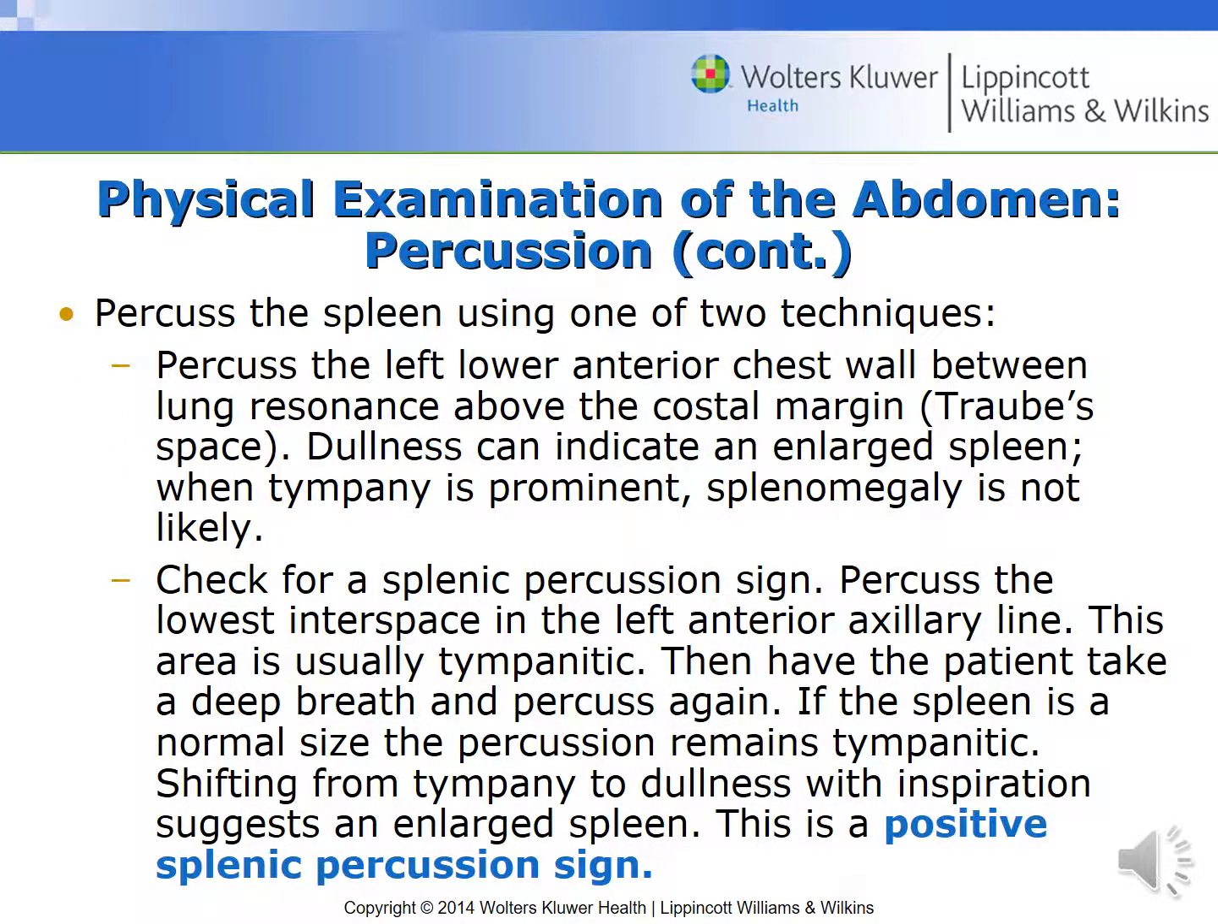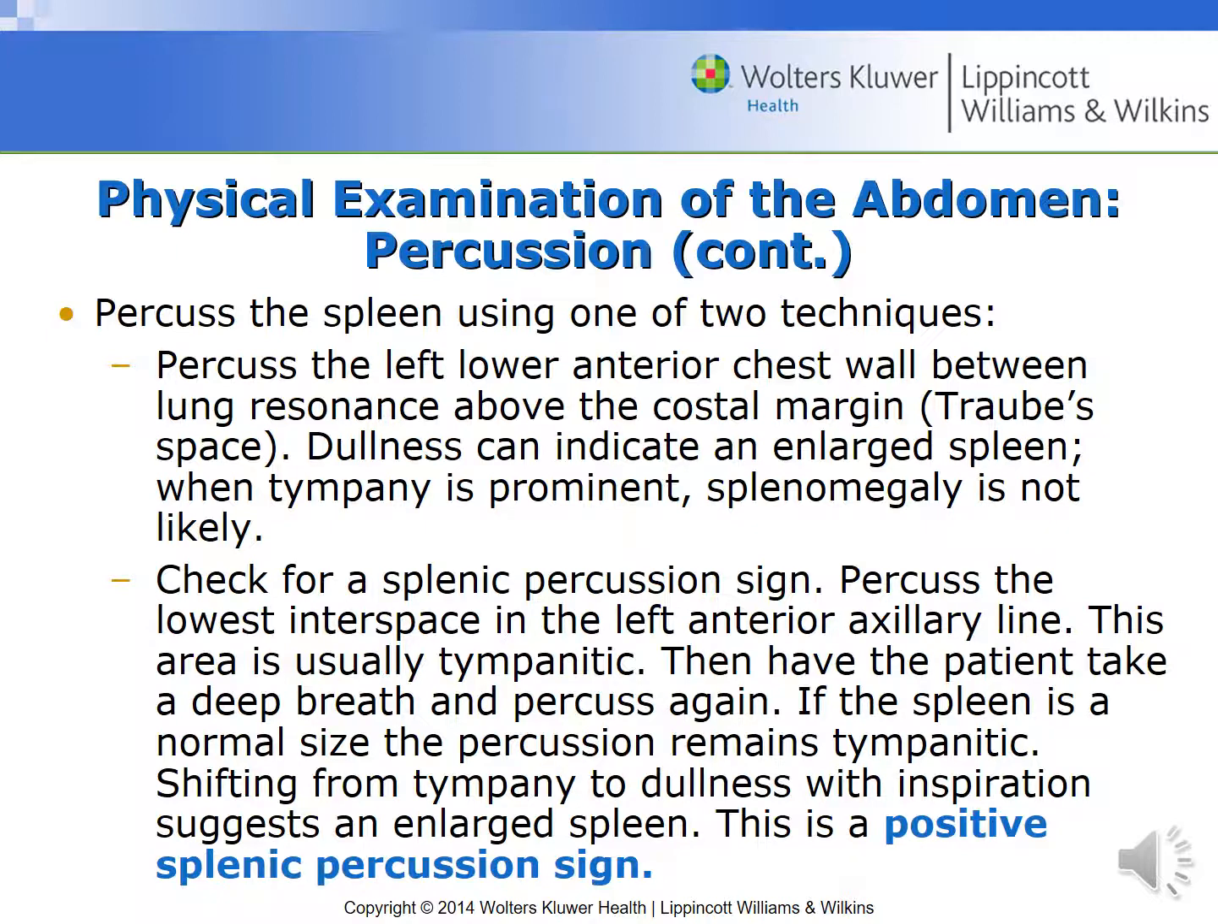There's two ways that you can percuss the spleen. First, by percussing the left lower anterior chest wall between the lung resonance above the costal margin. If it's dull here, that can indicate an enlarged spleen, because usually the tympany is supposed to be present. And usually when you hear the tympany, splenomegaly is not likely.